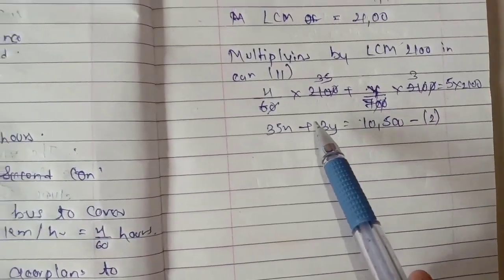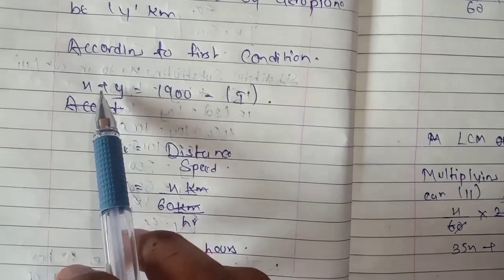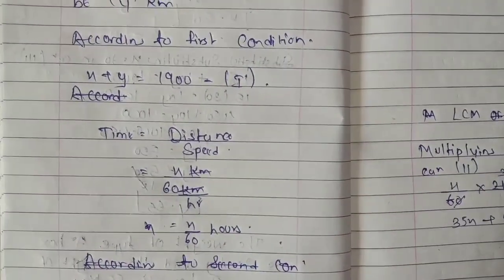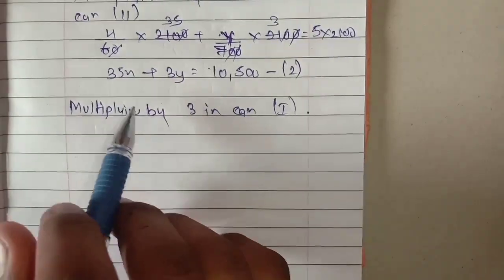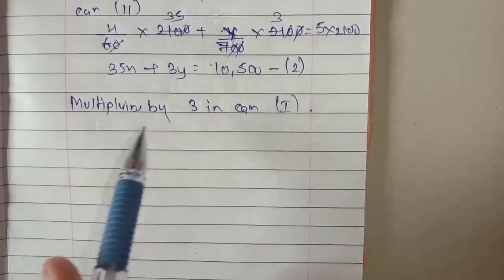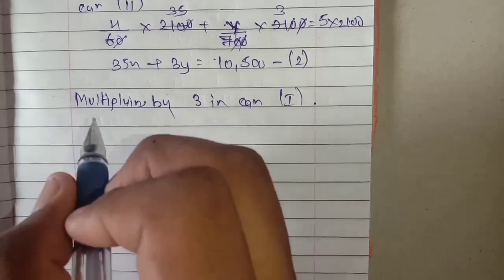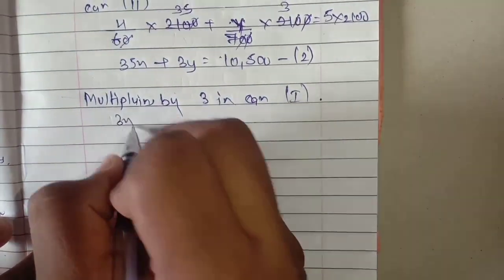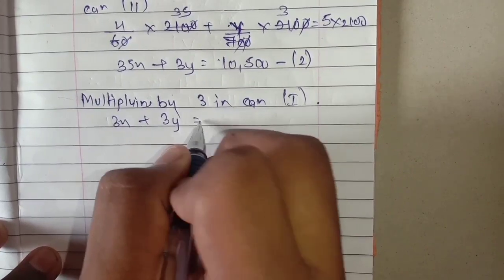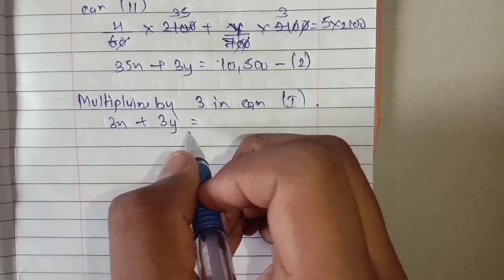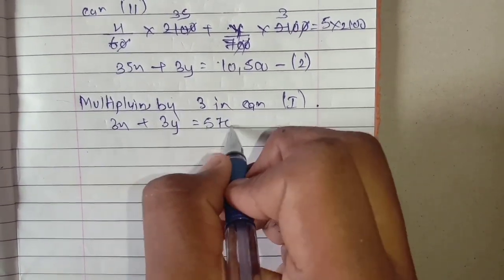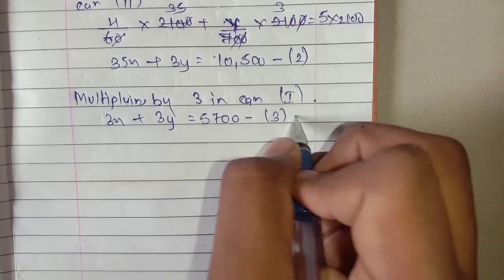So there is a 3y here, and here we can bring 3y. So by multiplying by 3 in equation number first, to cancel the y value, we can multiply. So 3x, it will become 3x plus 3y, and 1900 multiplied by 3 will be 5700. So this will be equation number third.